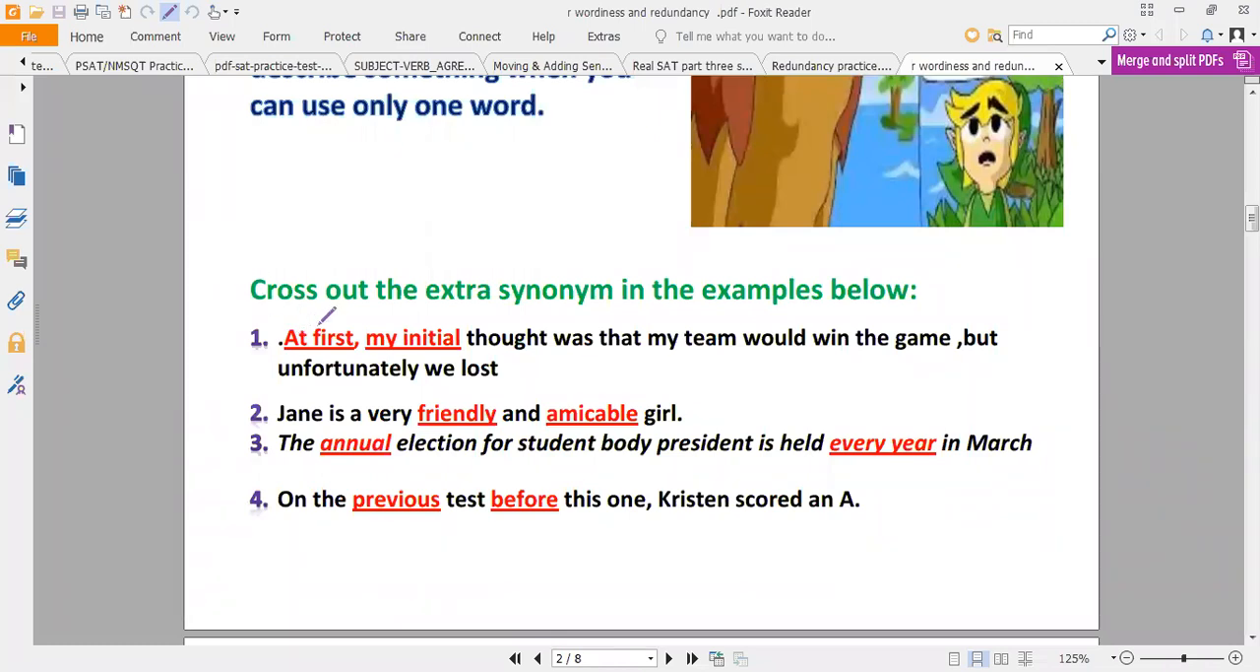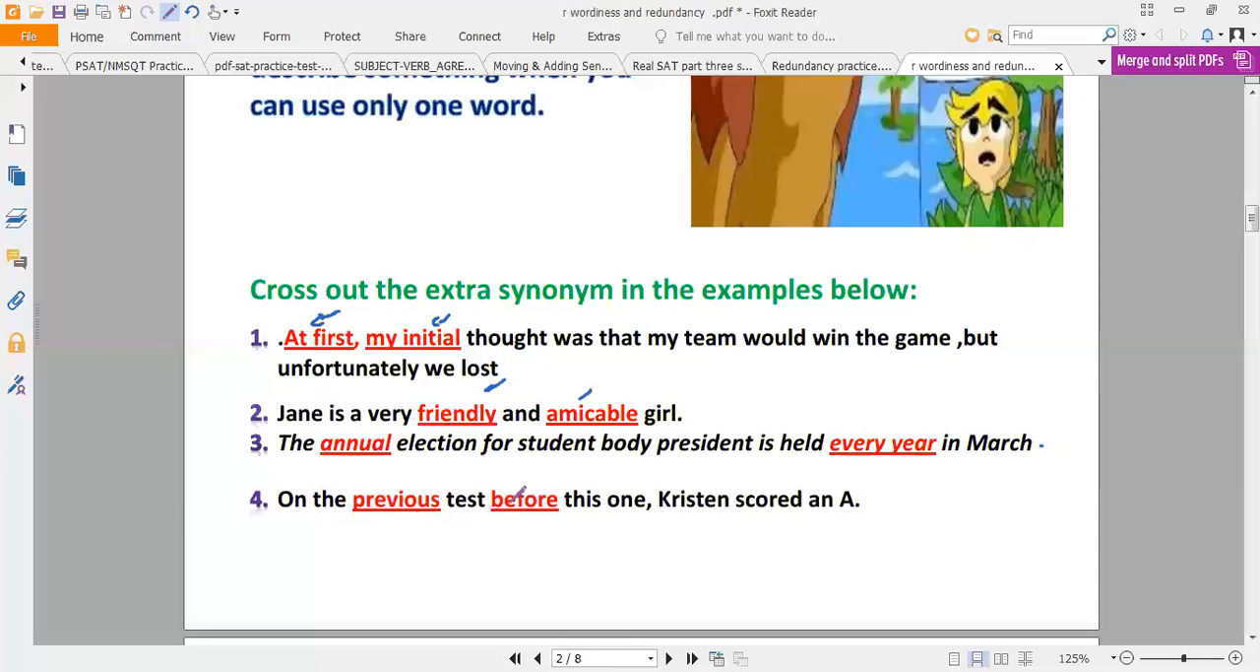الاكزامبلز اللي قدامنا هتوضح يعني ايه كلمه redundancy اللي هي the first part of our lesson. At first, my initial thought was that my team would win the game, but unfortunately we lost. At first, and the word initial. Jane is very friendly and amicable. Jane is very friendly and amicable girl. Friendly and amicable. Okay. The annual election for student body president is held every year in March. Okay, so we have annual and every year.